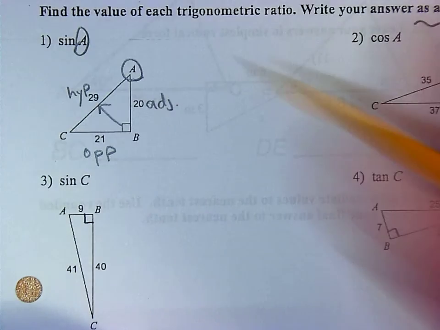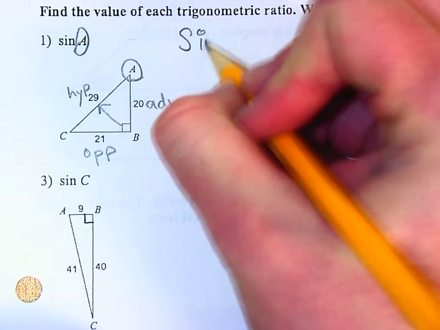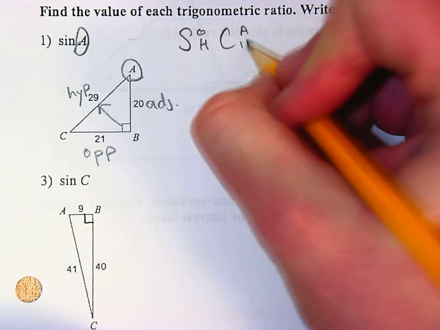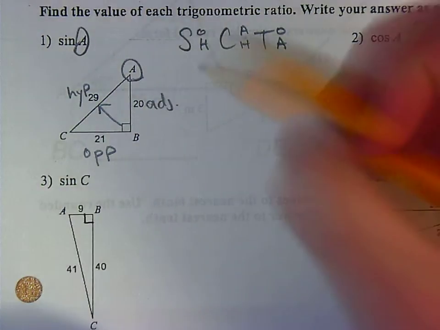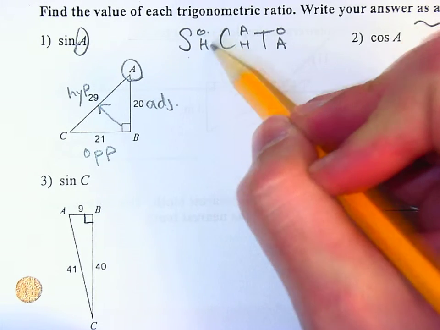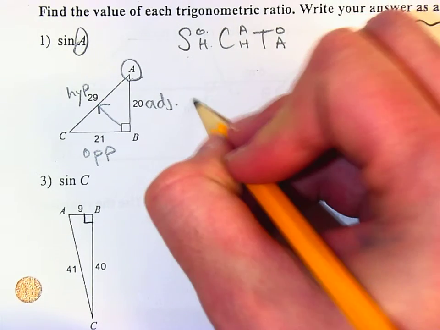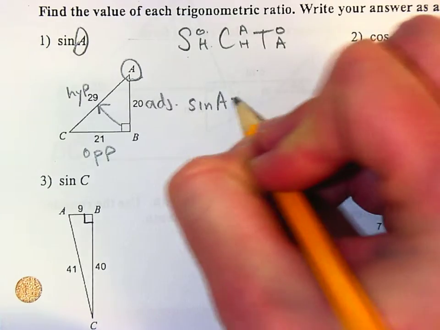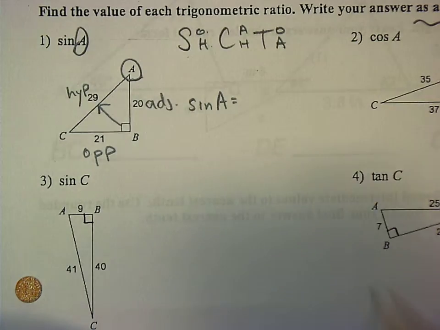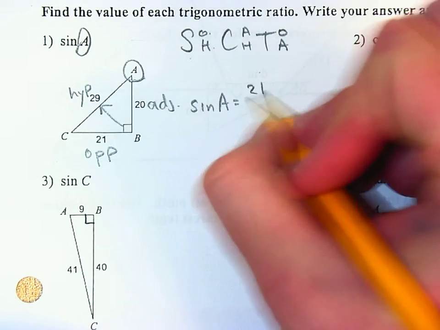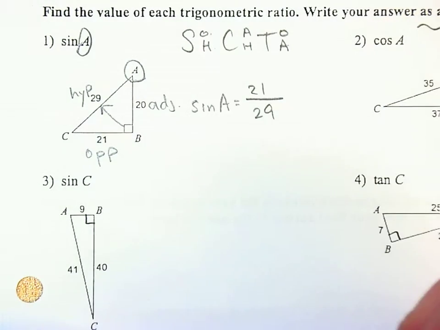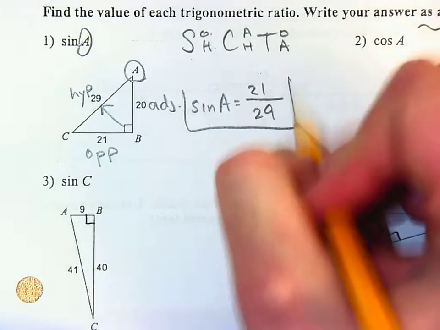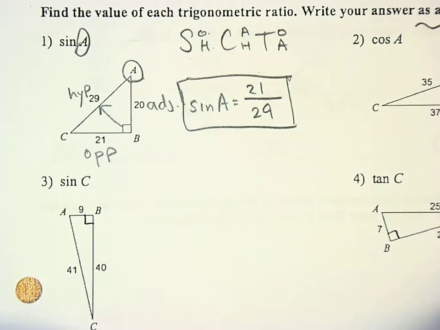So again, they want sine of A, so we're doing sine, right, from SohCahToa. Well, the S stands for sine, and that's opposite over hypotenuse. So the sine of angle A is opposite, opposite's 21, over hypotenuse, which is 29. And that's actually our answer. We're just going to leave it as that fraction.